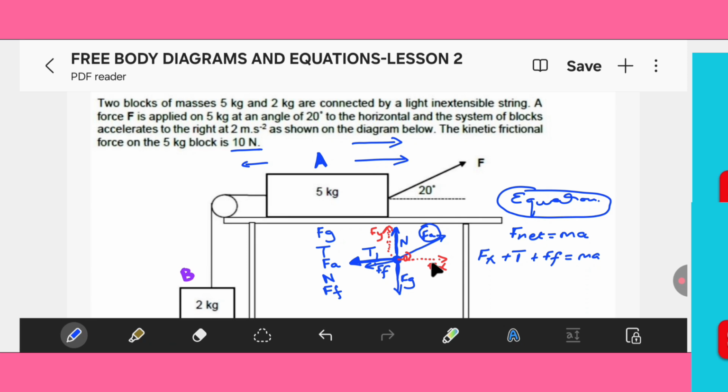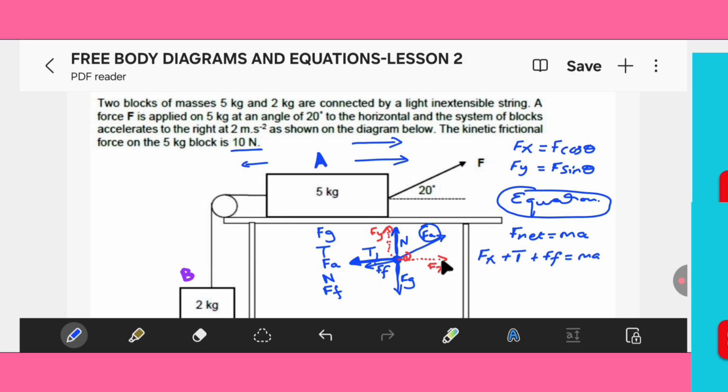And before I forget, let me show you. We know that to find our F at X, we use F cos of theta. And to find our F at Y, we use F sine of theta. Don't forget that.